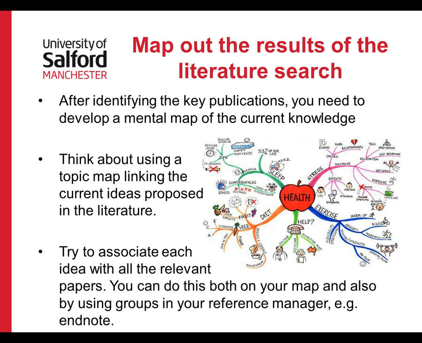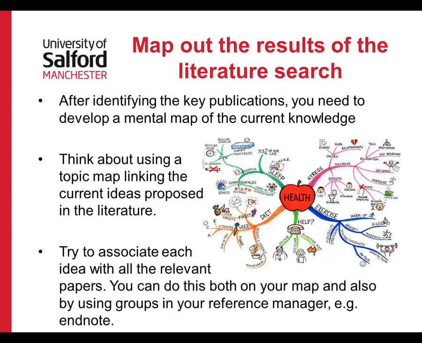Once you've performed your literature search, you'll have identified a number of key publications which you think are very relevant to your topic. The best thing I think then is to try and develop a mental map or a topic map of all the current knowledge. Think about the scope of the study as a big bubble in the middle of this map. And outside that, you'd have different bubbles corresponding to the different ideas in the research field.